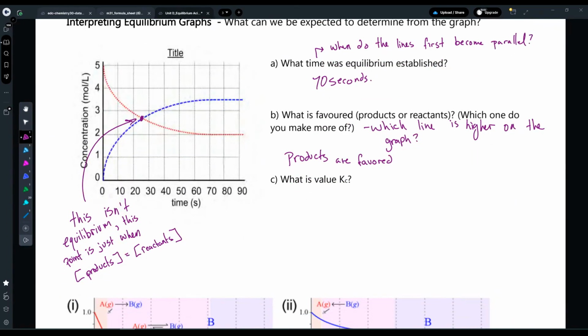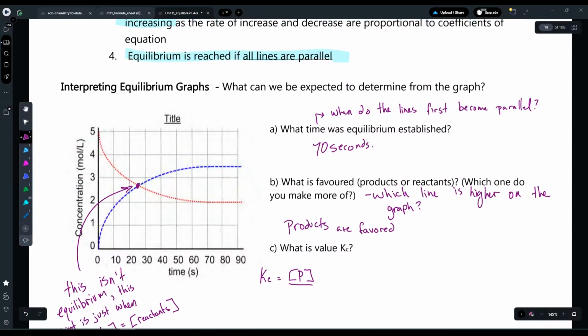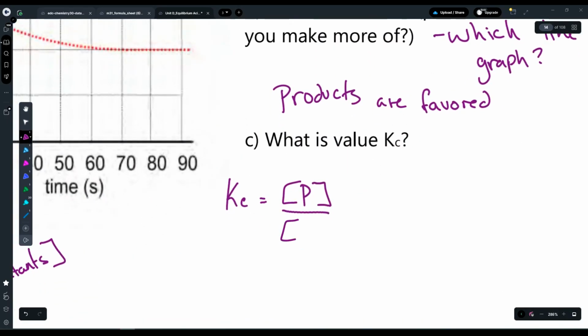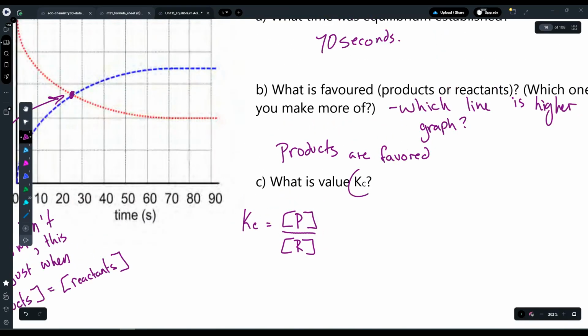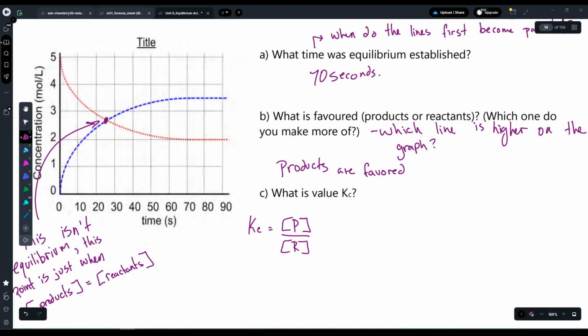And last but not least, what is the value of the equilibrium constant? Well, let's set up a quick equilibrium law expression here. In the absence of an actual reaction for this equilibrium graph, I'm just going to use concentration of products divided by concentration of reactants. If the question doesn't say whether it's the forward or reverse reaction they're asking about, you always assume the forward reaction, so that's why products are divided by reactants.